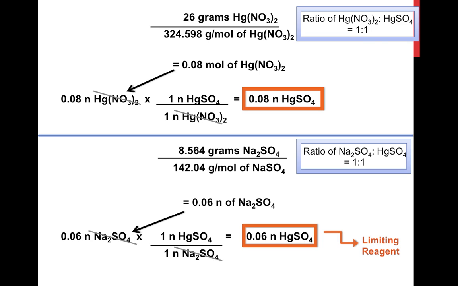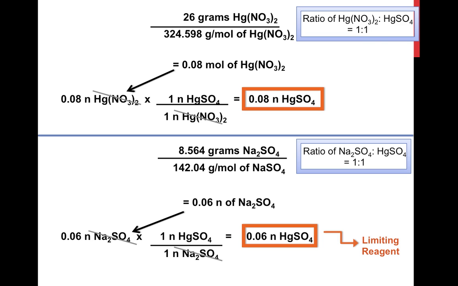In order to determine the moles of solid precipitate produced, we must then multiply the moles of mercury nitrate by the ratio of mercury nitrate to mercury sulfate. We find that 0.08 moles of mercury sulfate is able to be produced.